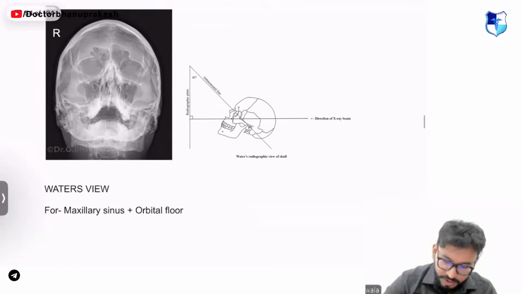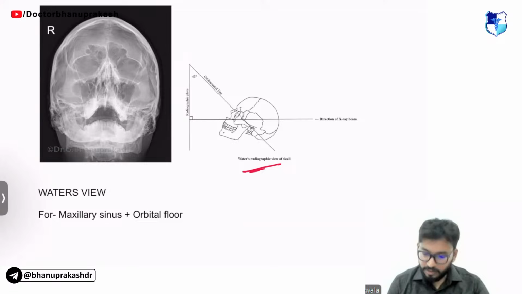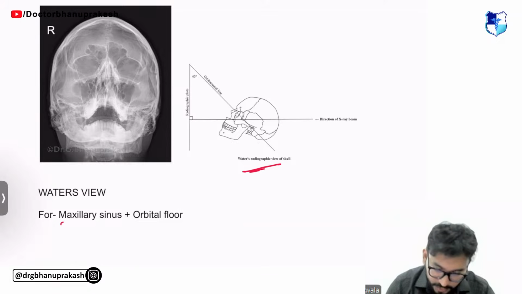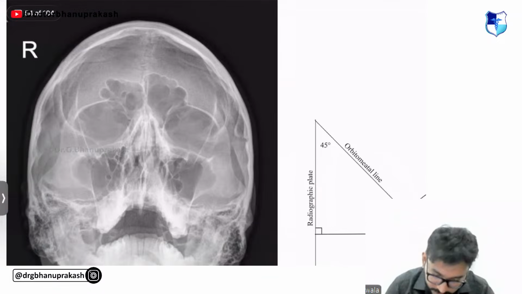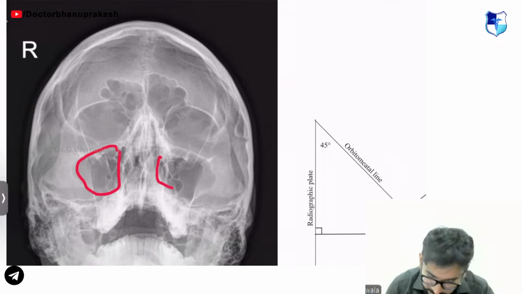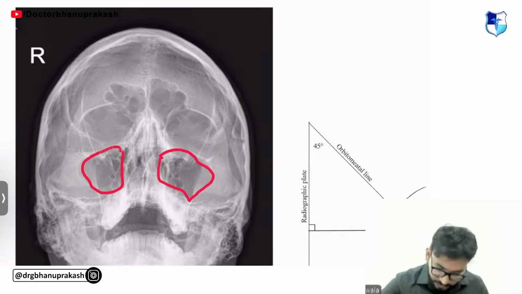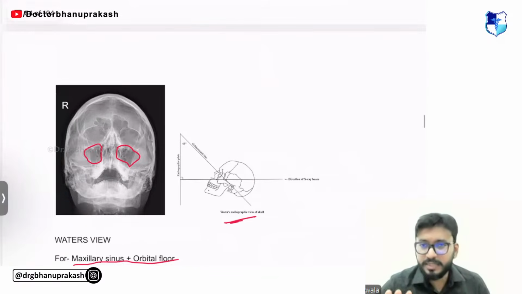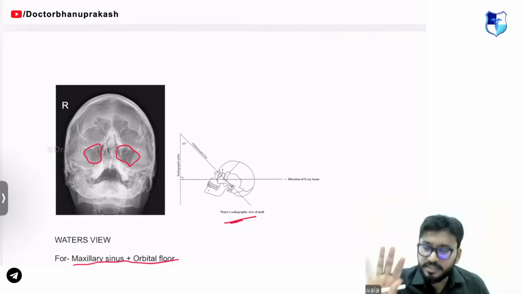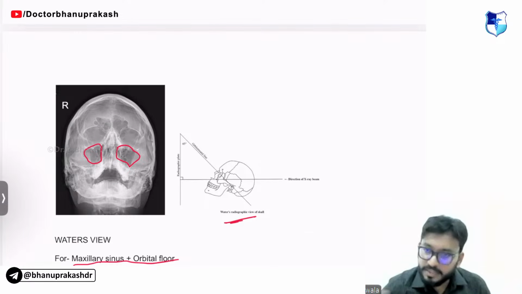Look at this, guys. This is the Waters view. This is how a Waters view is done, and Waters view is for the maxillary sinus and orbital floor. These are the maxillary sinuses. This is your Waters view. Just one-liners, guys. They have been asked. They've asked you what the view is, and what it is used for.